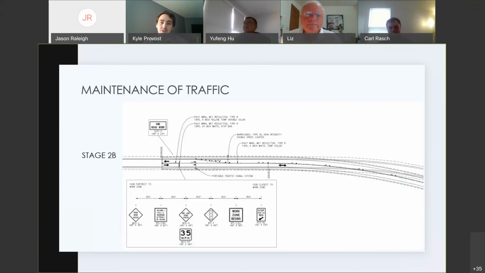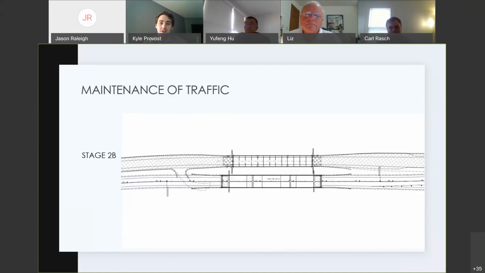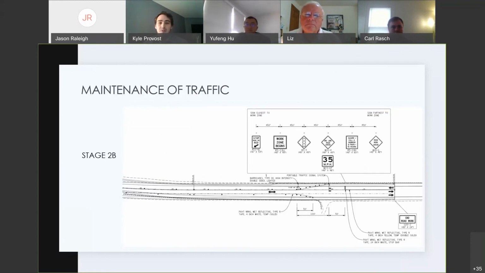Stage 2B is similar to 2A, in which the temporary signals will remain in place, and now all traffic will be directed onto the new eastbound lane. The new westbound lane will be closed in order to connect to the existing roadway, and one-way traffic on the eastbound lane will be guided by the temporary signals. Once again, barrels and temporary pavement markings will direct users through the work zone.